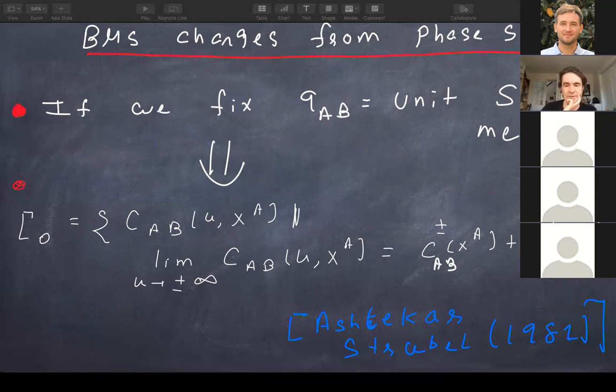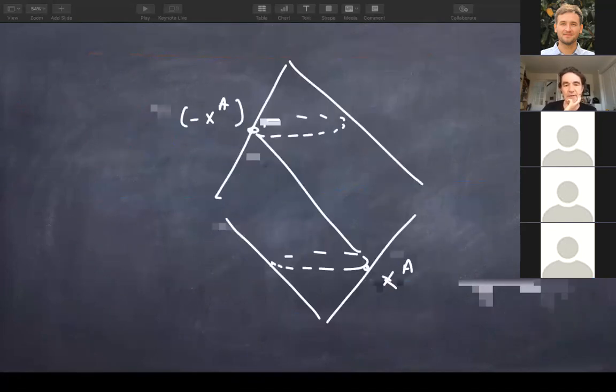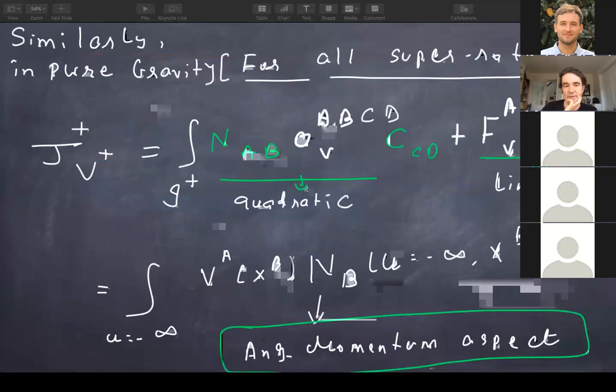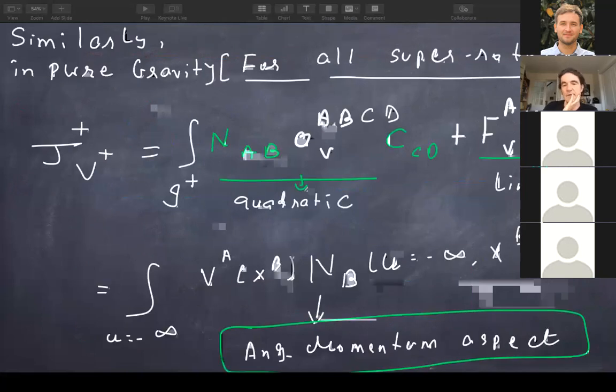Can you show us again the super rotation chart? You went a bit fast on this operator. Maybe you need to go back. So this OV and FV, you're saying they are operators acting on C? Yes, OV is this one, and FV is just a function, and just a charge.